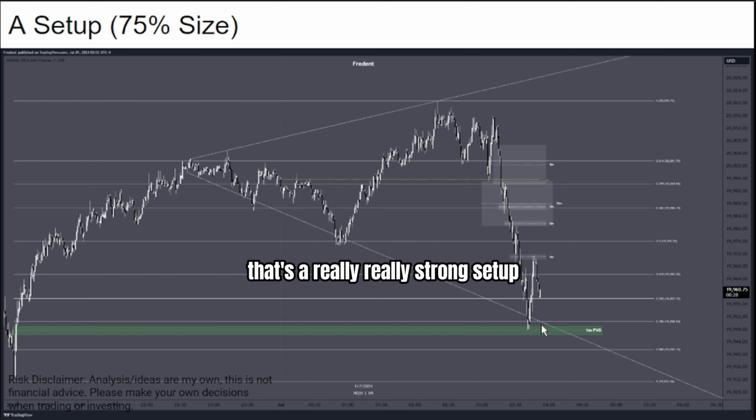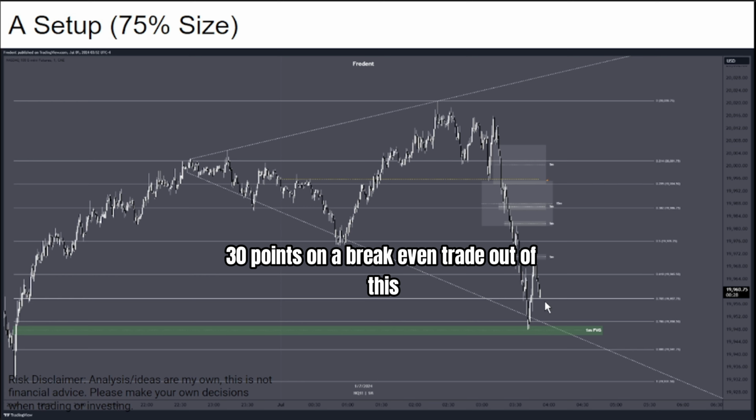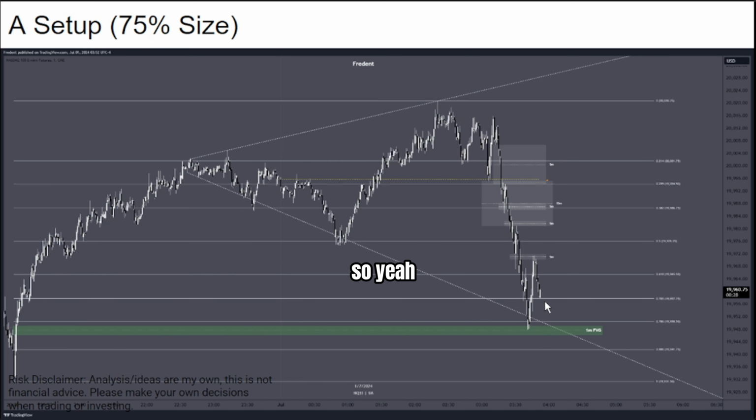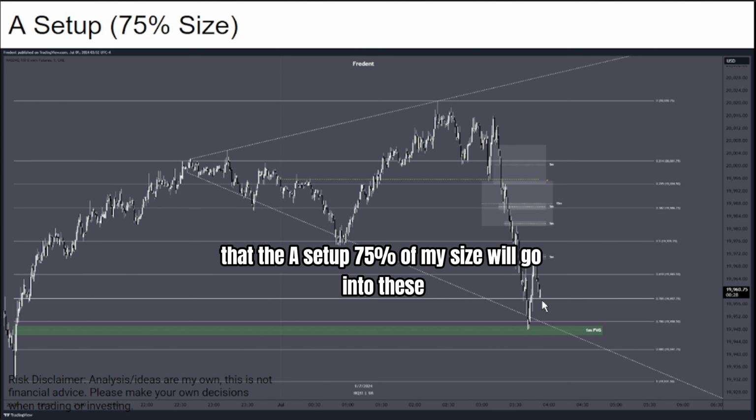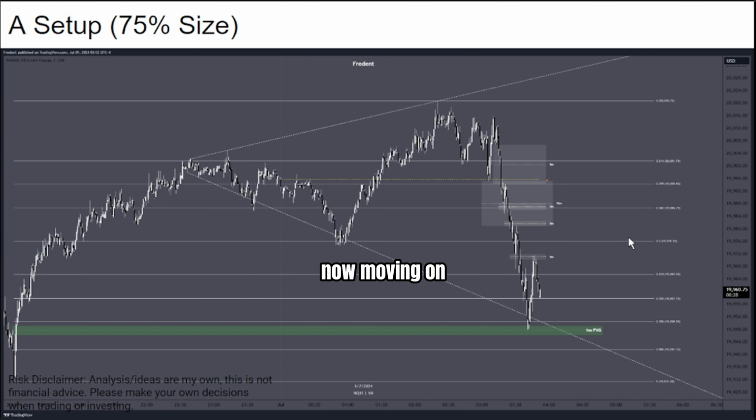That's a really, really strong setup. I'll take that every single time. It always gives a reaction. You can always at least get 10, 20, 30 points and a break-even trade out of this. So yeah, premium level, broadening formation, and fair value gap. That's the A setup. 75% of my size will go into these. Now moving on.